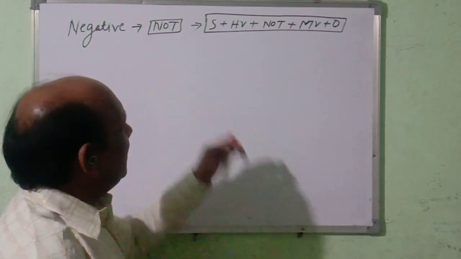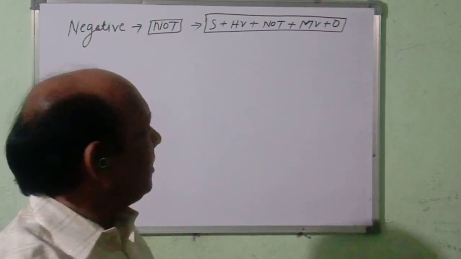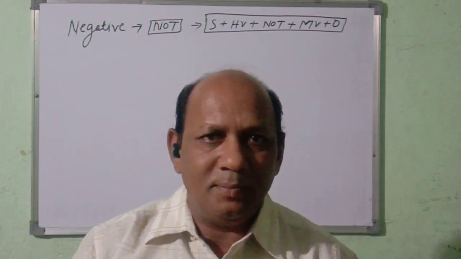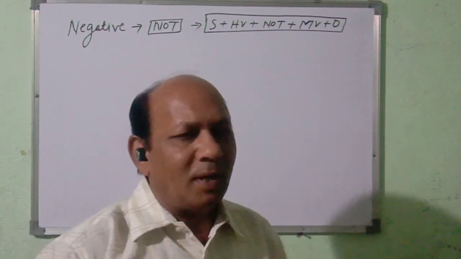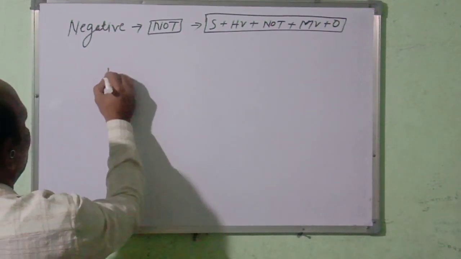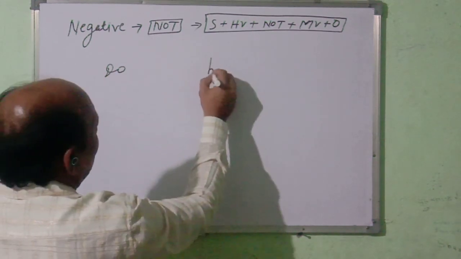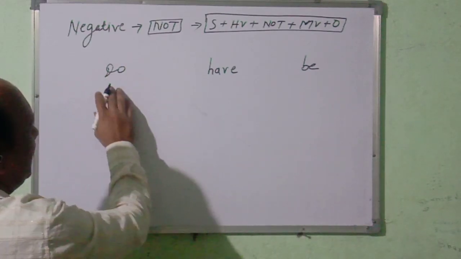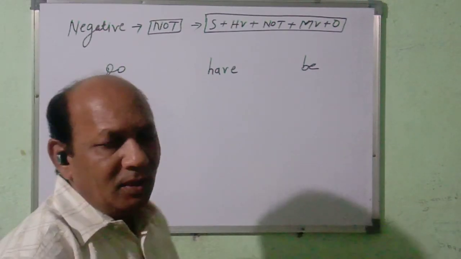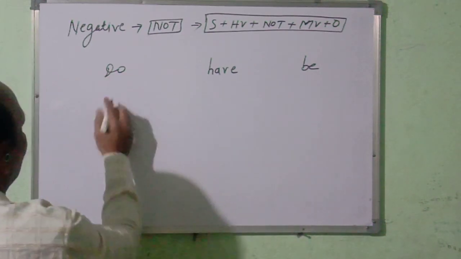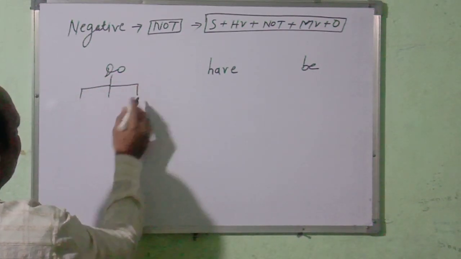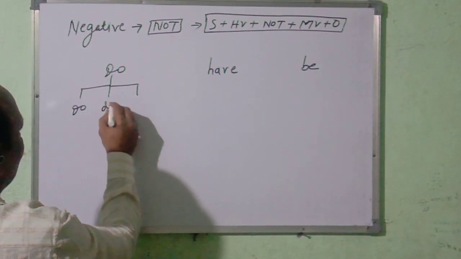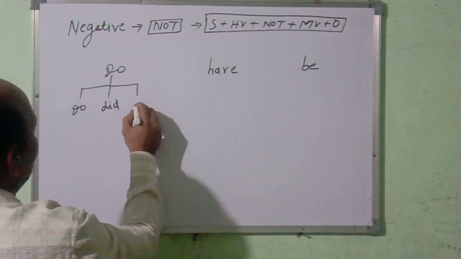We are talking about the primary verbs. For creating the negative sentence, we must take help from the primary verbs. There are mainly three types of primary verbs. The first one is do, the second one is have, and the third one is be. Every primary verb is further divided into three parts. We will see what that is. The first form of the verb is do, the second form is did, and the third form is done.